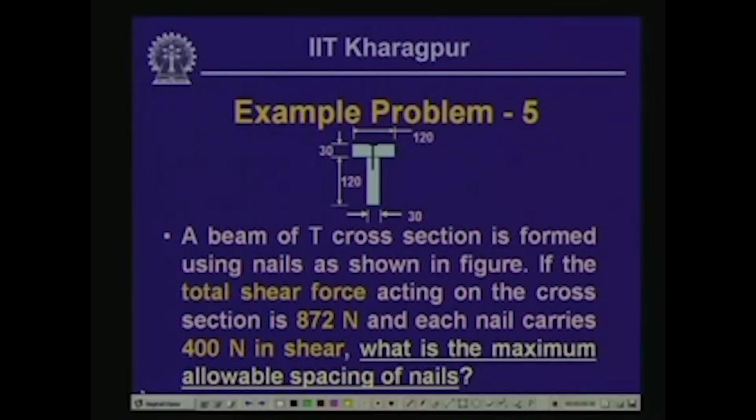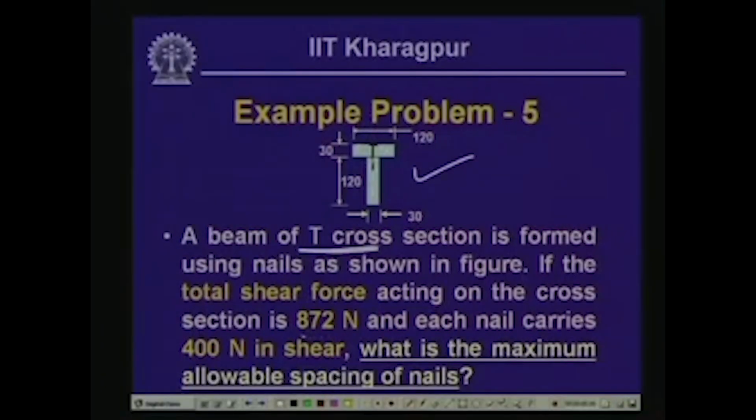Well, this is another problem, where the cross section of the beam is just like a T. Here two rectangular components are there, one rectangle is the top one and another is the bottom one, and these two rectangular sections are interconnected along the length by nails, and these nails are spaced at a particular spacing.